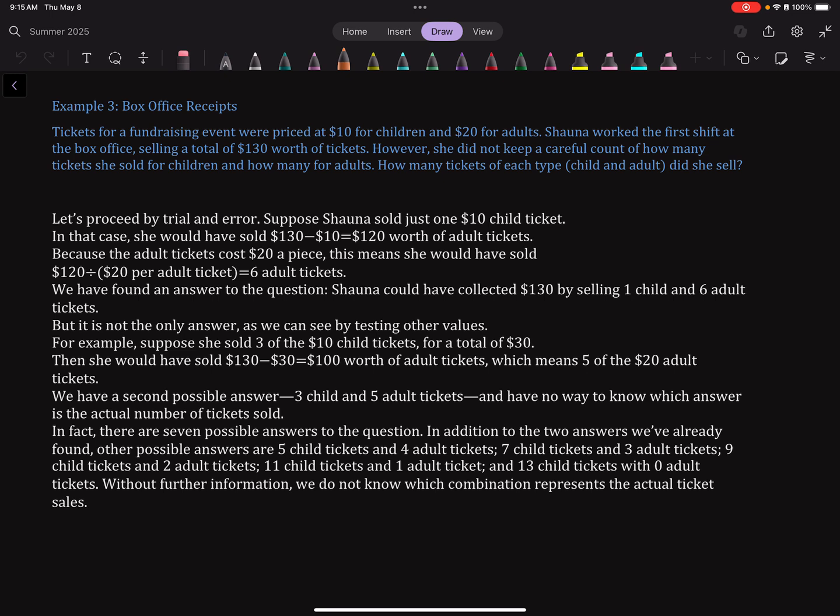In fact, there are 7 possible answers to this question, in addition to the 2 answers we've already found. Other possible answers are 5 child tickets and 4 adult tickets, 7 child tickets, 3 adult tickets, 9 child tickets, 2 adult tickets, 11 child tickets and 1 adult ticket, and 13 child tickets and 0 adult tickets. Without further information, we don't know which combination represents the actual ticket sales. So we can just hypothesize, like, she could have done this, or this, but we don't have enough information to actually figure out how much she actually sold of each.